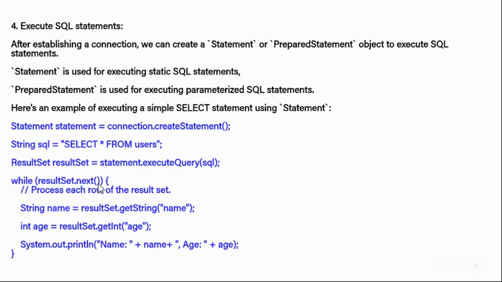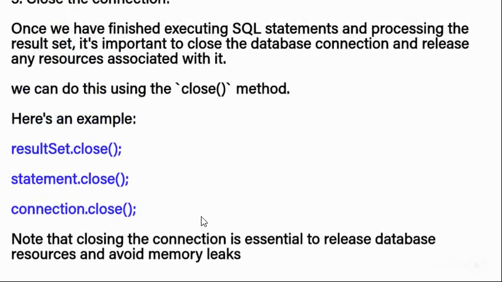While resultSet.next(), process each row of the result set. String name equals resultSet.getString(name), int age equals resultSet.getInt(age), System.out.println(name plus age).